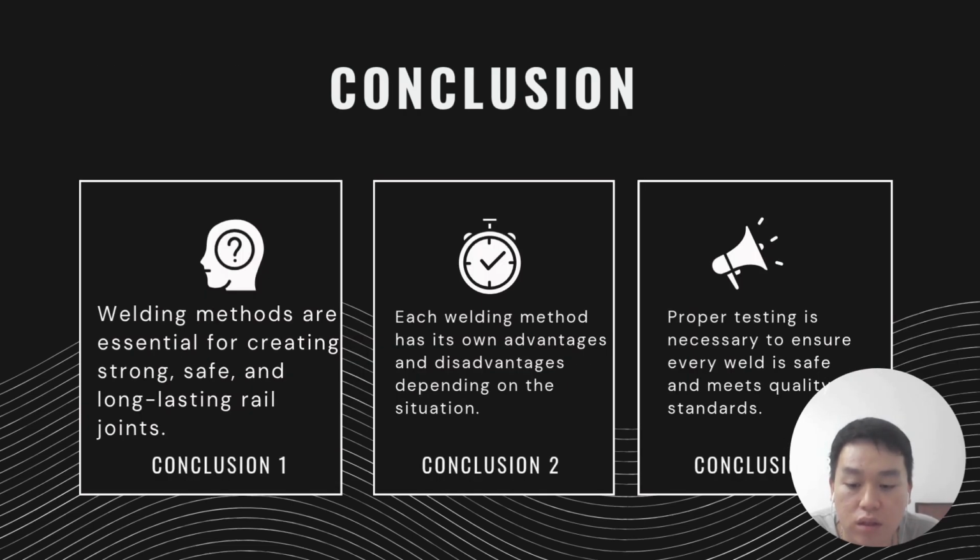For the conclusion, welding methods are essential for creating strong, safe, and long-lasting rail joints. Each welding method has its own advantages and disadvantages depending on the situation. And lastly, proper testing is necessary to ensure every weld is safe and meets quality standards.